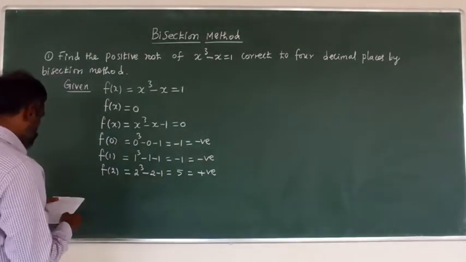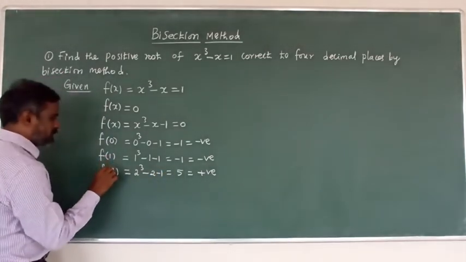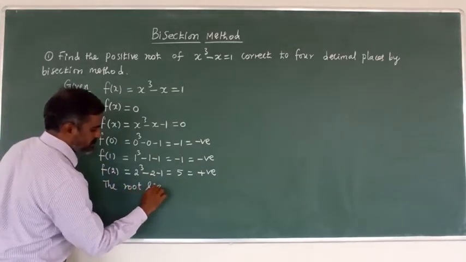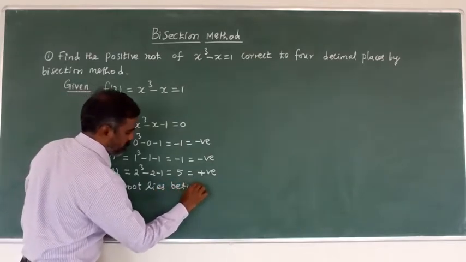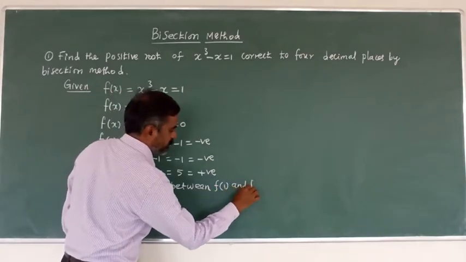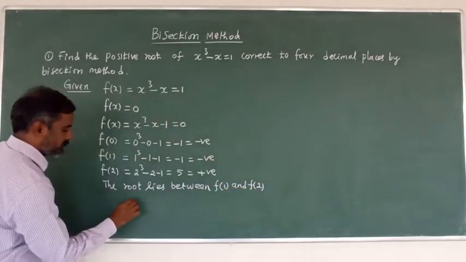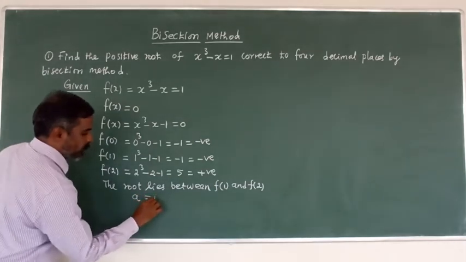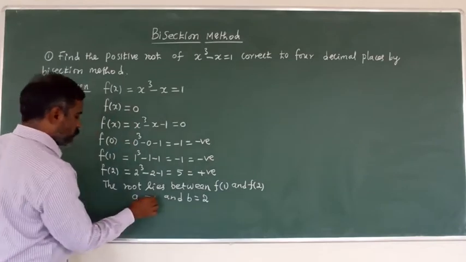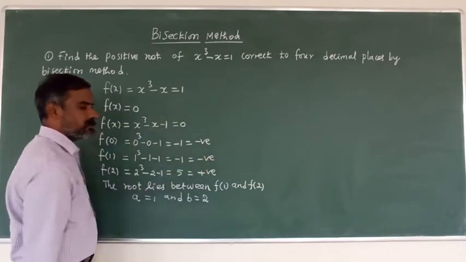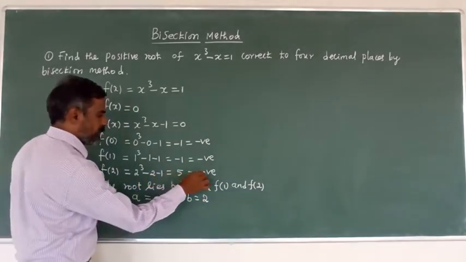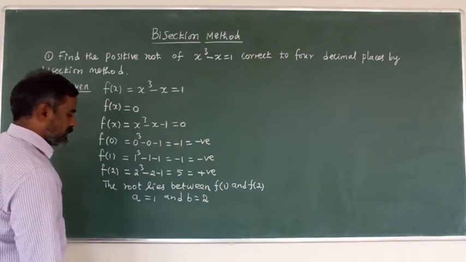One negative and one positive. The root lies between f of 1 and f of 2. So we can take a value 1 and b value 2. A value 1 gives a negative result, and b value 2 gives a positive result.